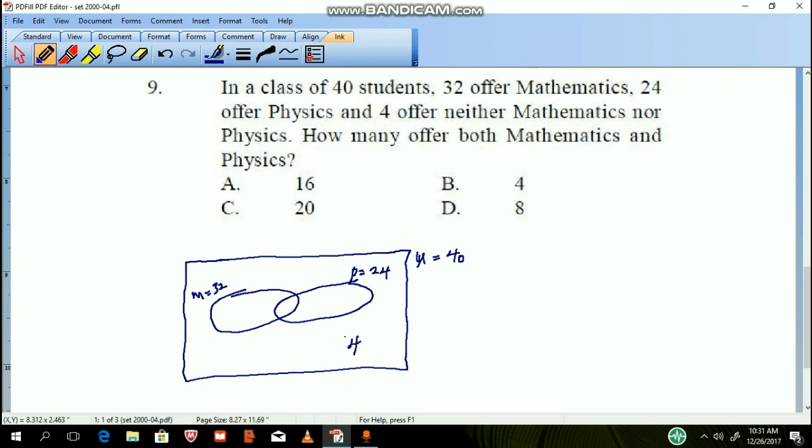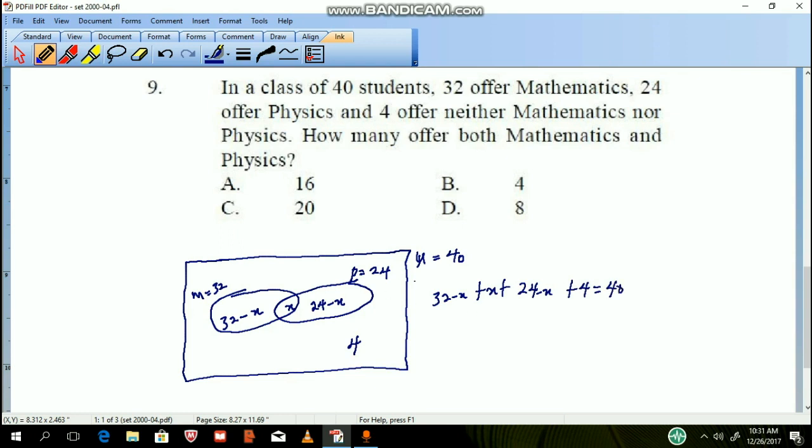How many offers both physics and mathematics? So let's call that x. So for us to get mathematics only will be 32 minus x. Physics only will be 24 minus x. So the sum of everything, 32 minus x plus 24 minus x plus 4. Everything will be equal to 40.